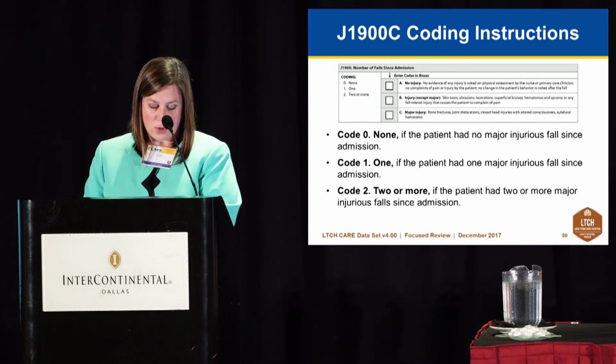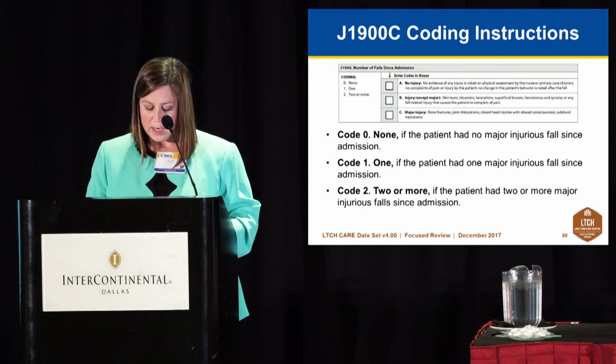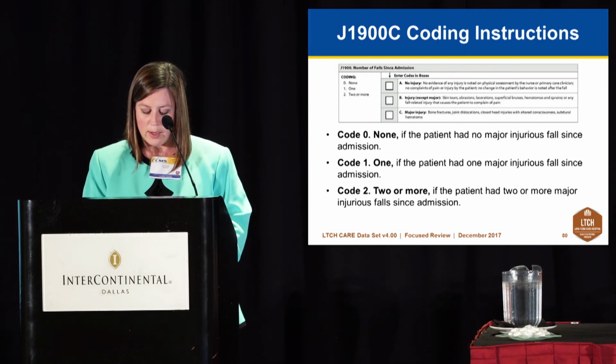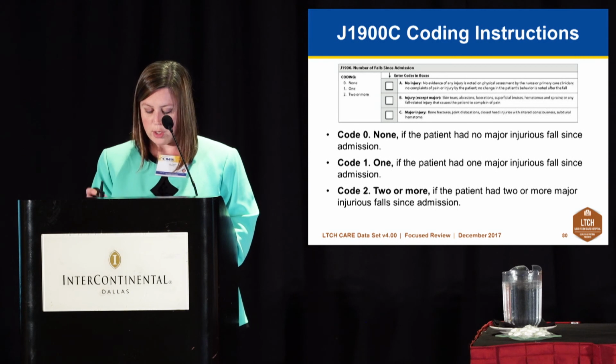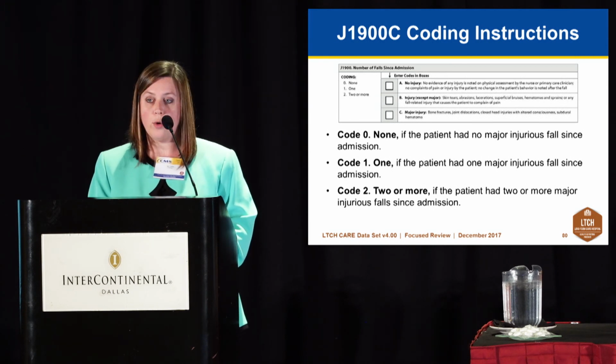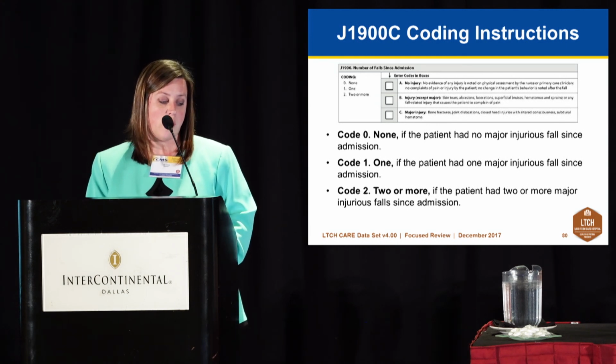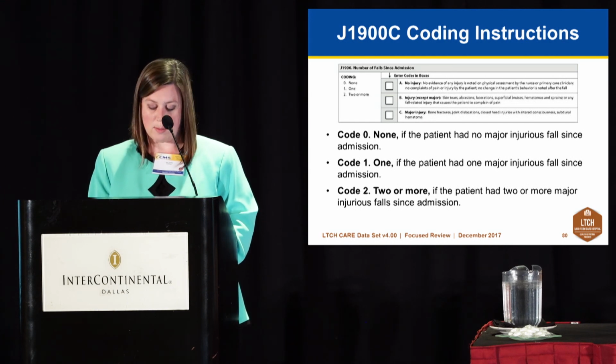And then finally, J1900C is where we're coding our major injuries. So here, if the patient had a major injurious fall, we want to code 0, none, if the patient had no major injurious falls since admission. We want to code 1 if the patient had 1 major injurious fall since admission, and 2 for 2 or more injurious falls since admission.